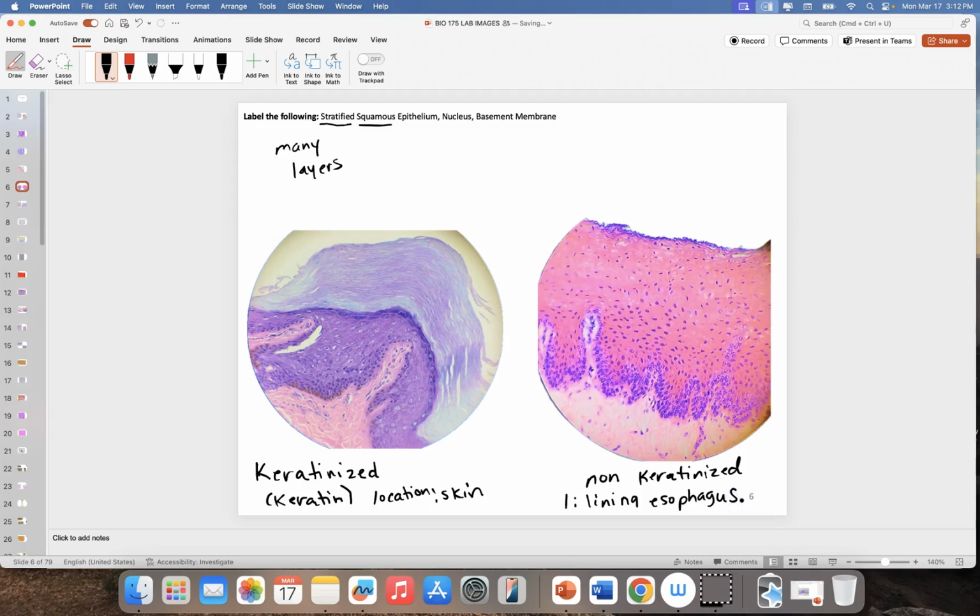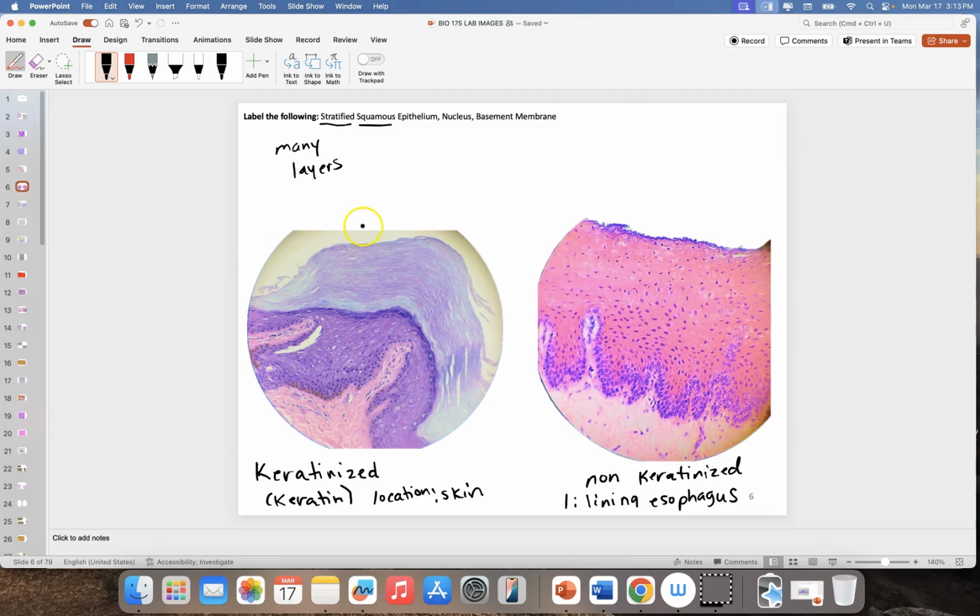But again, you can also find stratified squamous epithelium lining the throat, lining the mouth, lining the rectum, lining the anus, and lining the vagina. Really, any place where we have mechanical stresses, we'll find stratified squamous epithelium. It provides physical protection against abrasion, pathogens, and chemical attack.